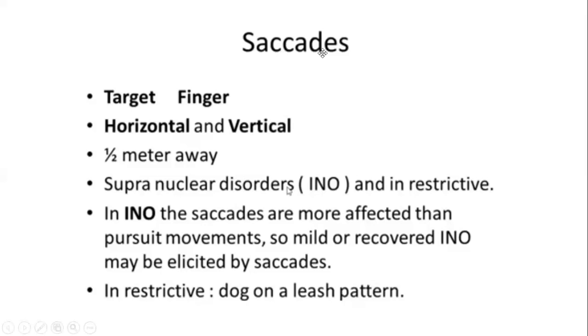For saccades, it's not always mandatory to do it, but you need to know. You usually use a target in one hand and your finger in the other hand, and you do it horizontally and vertically, half a meter away from the patient. Then you ask the patient to look at the target, then the finger, target, finger, target, finger. You will see whether the patient has normal saccades or any slow, floating saccades. You will do it horizontally and vertically.